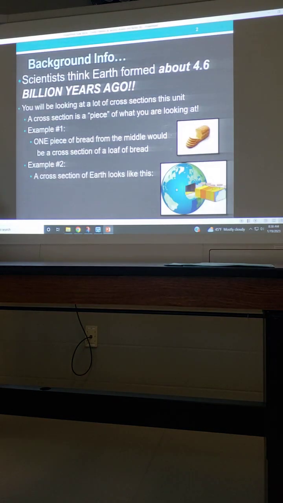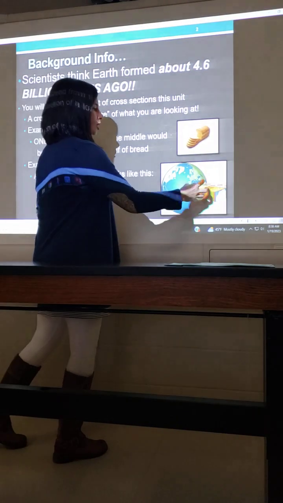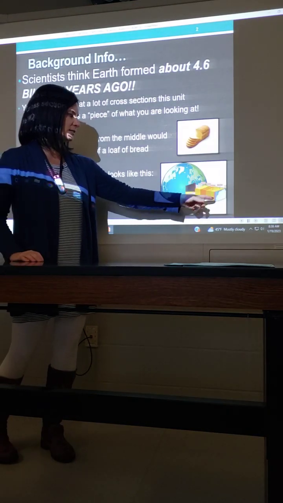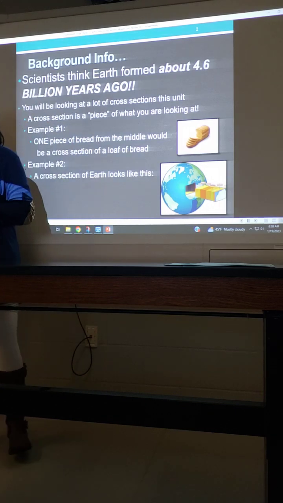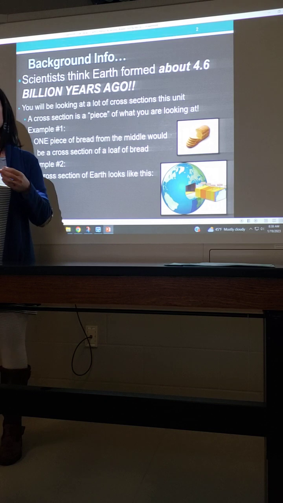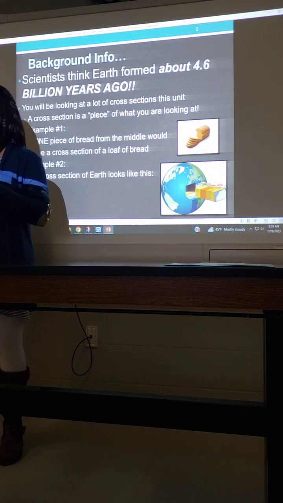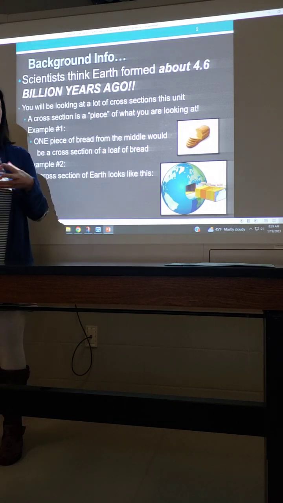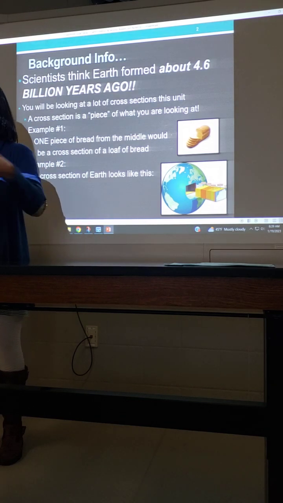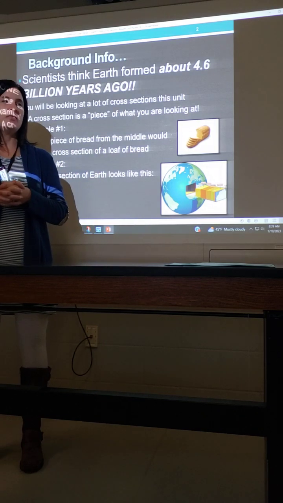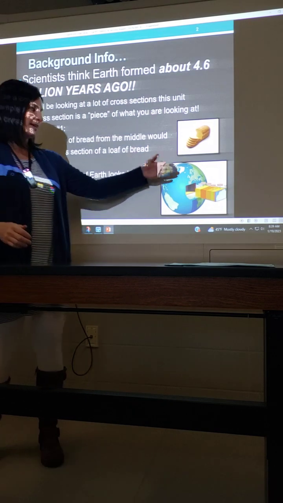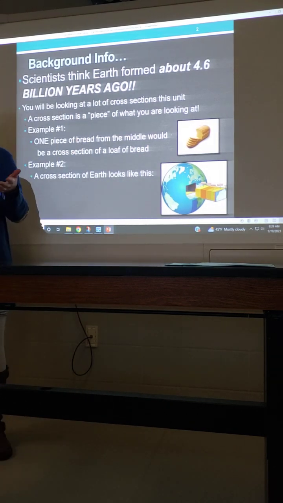So a cross section might look like this, where they actually just go in and take a chunk and pull it out. We can see from the inside to the outside, all those different layers. Doctors actually do this when somebody gets a biopsy done. So if there's some kind of mole or a growth or some kind of tumor, and they want to see what kind of tissue, what kind of cells are involved in this growth or this tumor, they can go in with a little tool and take a chunk, and then they can examine that and see what's going on.